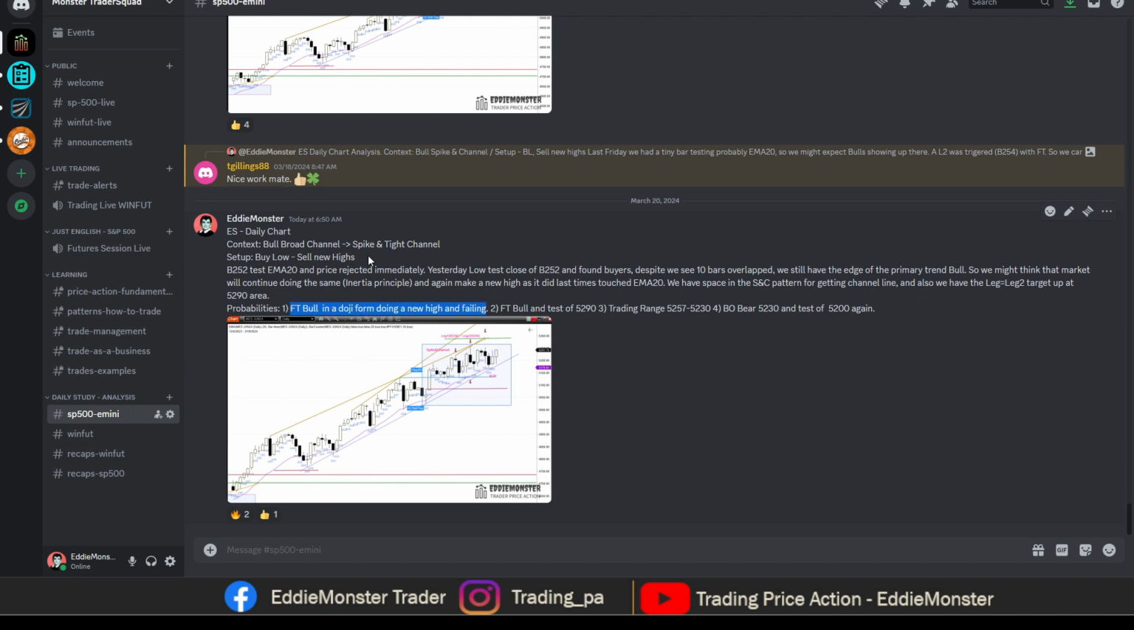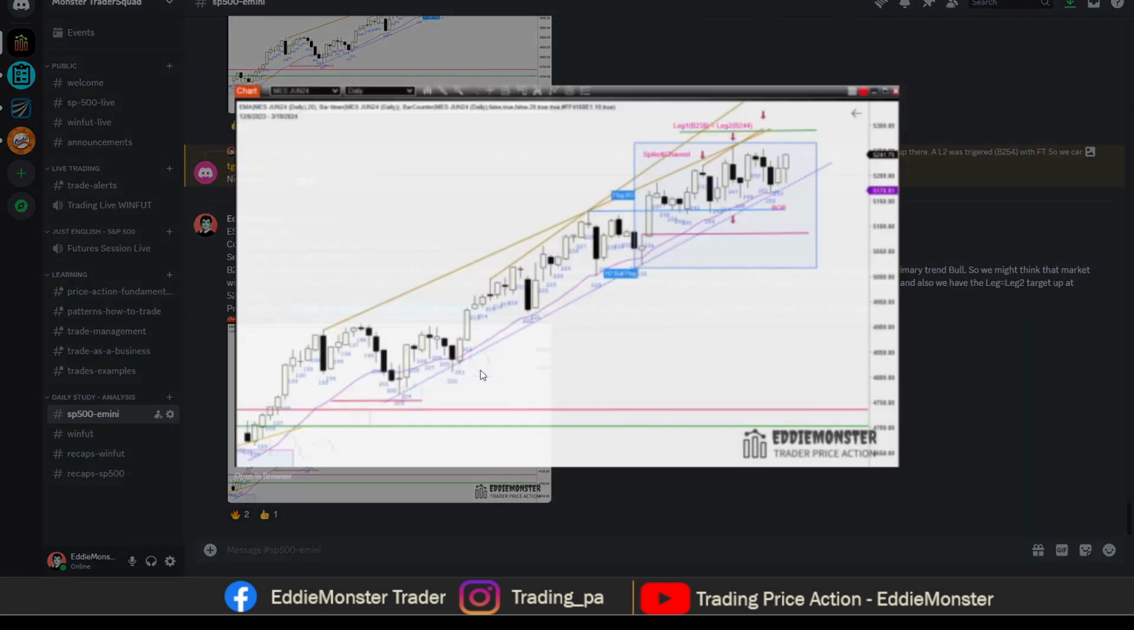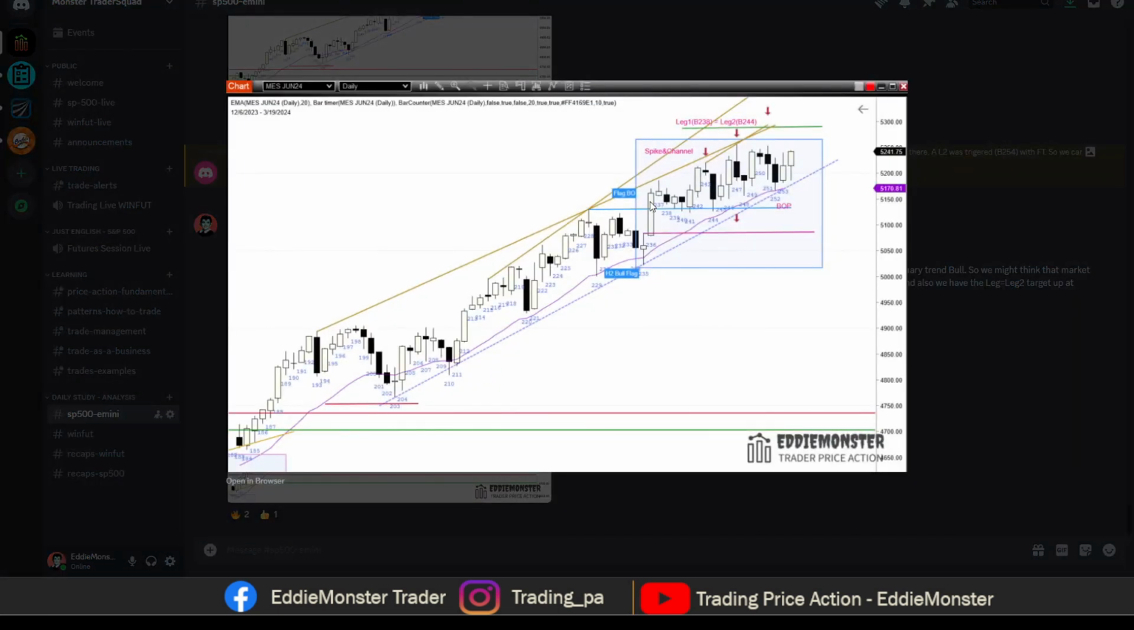But we need to know that we are in a bull channel, and then acceleration and spike and tight channel. At this moment, we see here spike and tight channel. This is a spike, then tight channel. Why tight channel? Because it's failing L1. L1 failing, L1 failing, L1 failing. So that's a tight channel. So you don't have sellers.